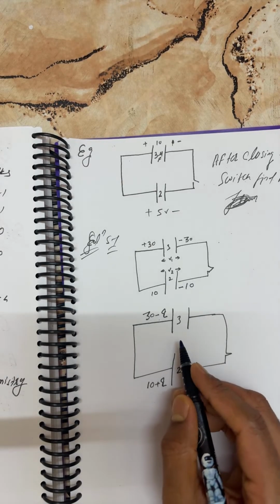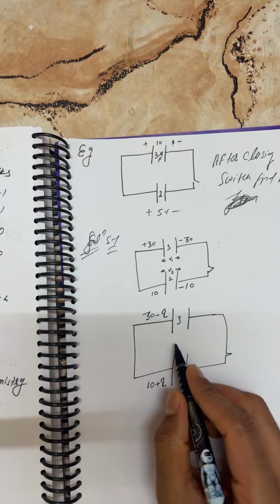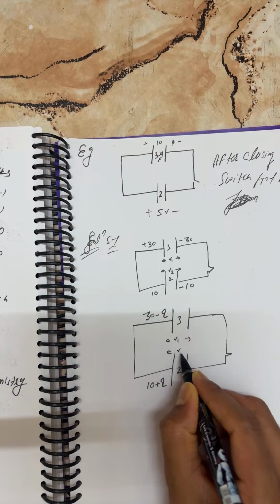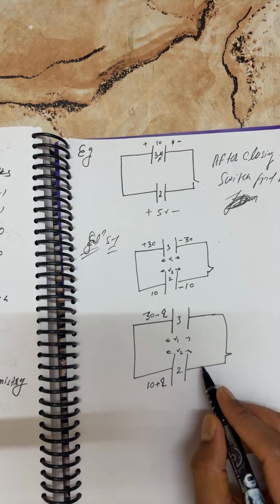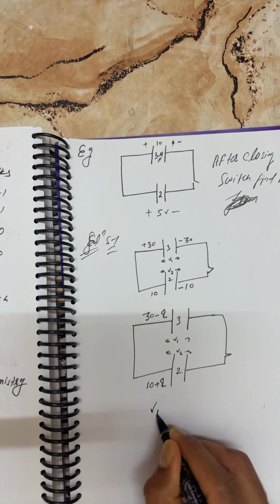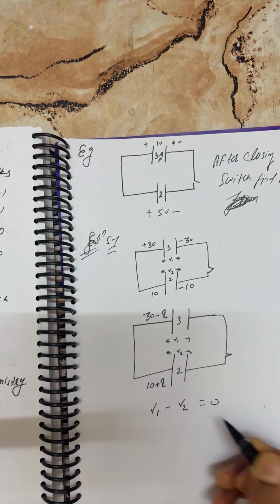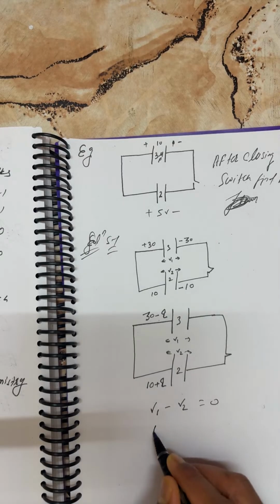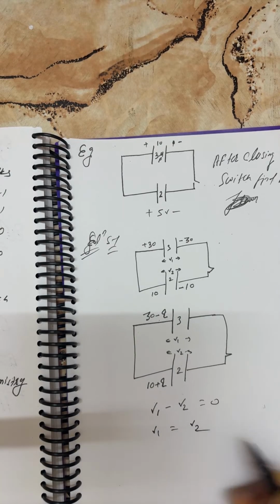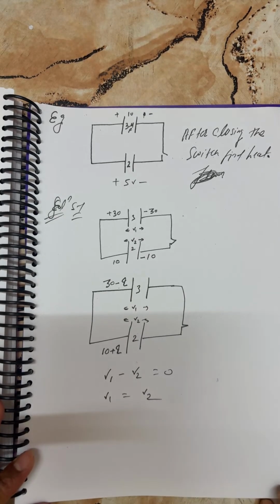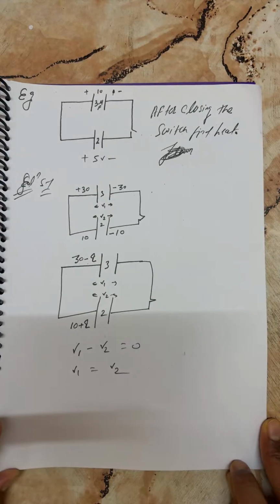you have taken here V1, and here is V2. And after closing the switch, what can you say? V1 minus V2 is equal to 0. So simply you can say, students, V1 is equal to V2. You can simply write, my kids, V1 is equal to V2.